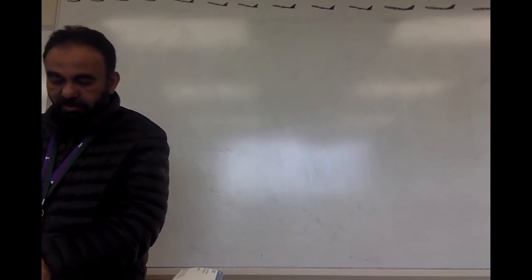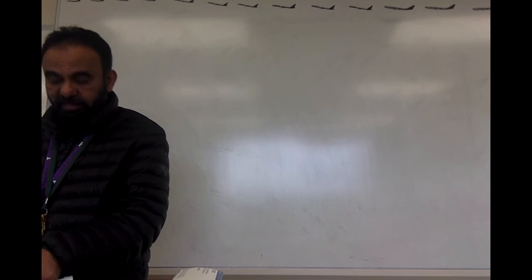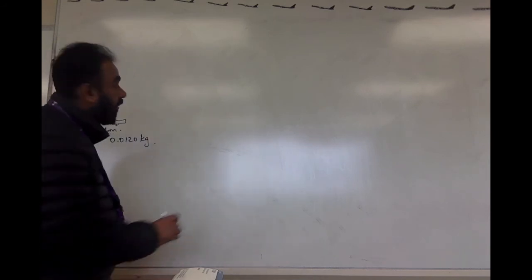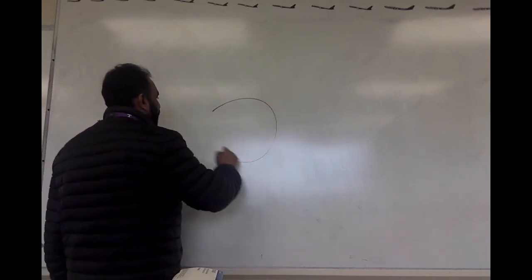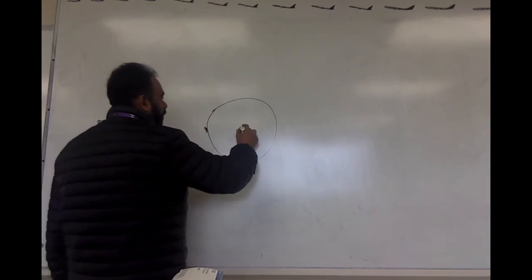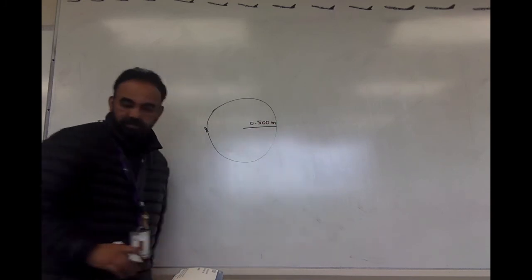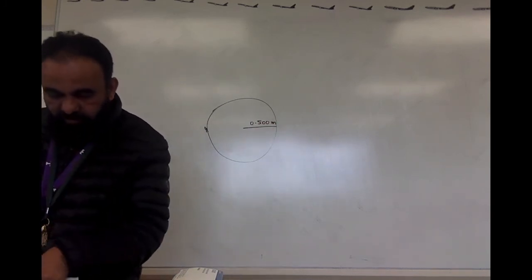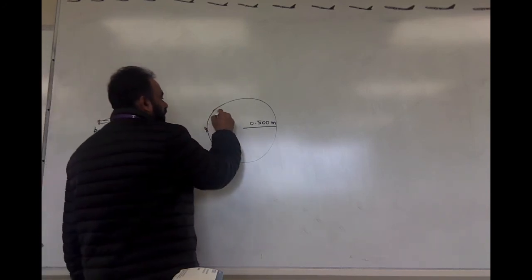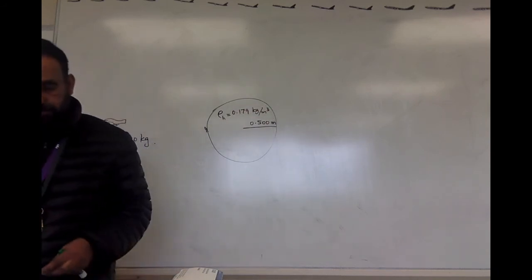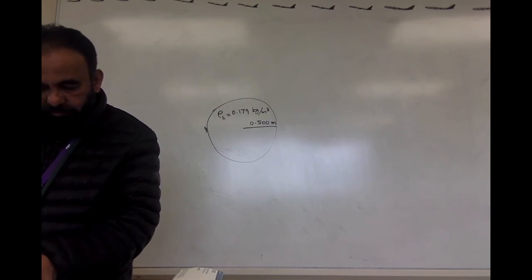The empty rubber balloon. The rubber balloon is now filled with helium at 0 degrees Celsius and 1 atmosphere pressure and a density of 0.179 kilogram per meter cubed. So the rubber balloon is now filled to a radius of 0.500 meters. The fluid inside, helium, is 0.179 kilogram per meter cubed. That's it.